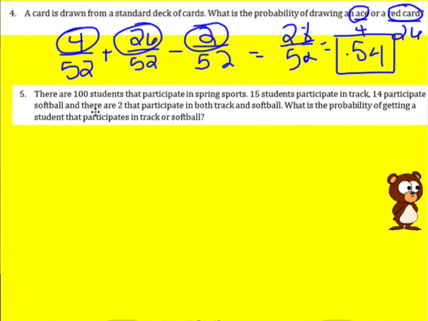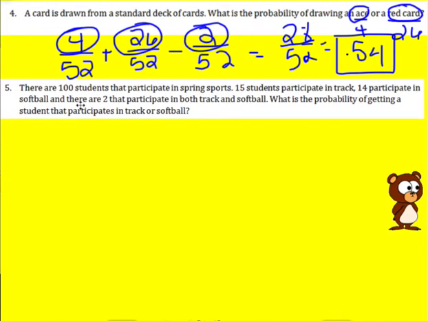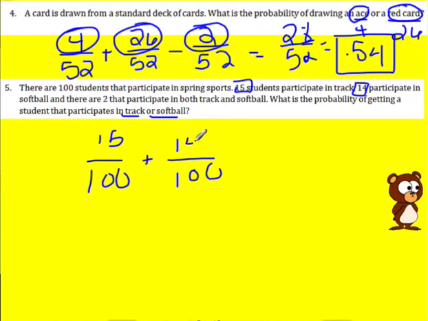There are 100 students that participate in spring sports. Okay, 15% participate in track, 14 participate in softball, and 2 participate in both. So first, there's 100 students total. How many of them participate in track? Let's start there. It gives us that there's 15 in track, so 15 out of the 100 participate in track. Then I want to figure out how many are in softball. So I'm just focusing on softball. Out of the 100, 14 are participating in softball.